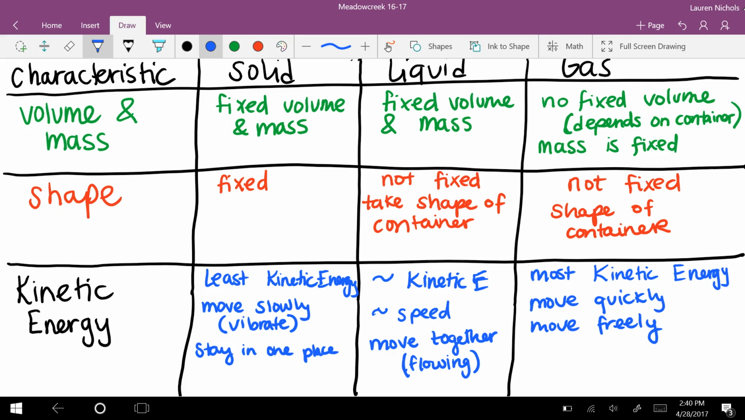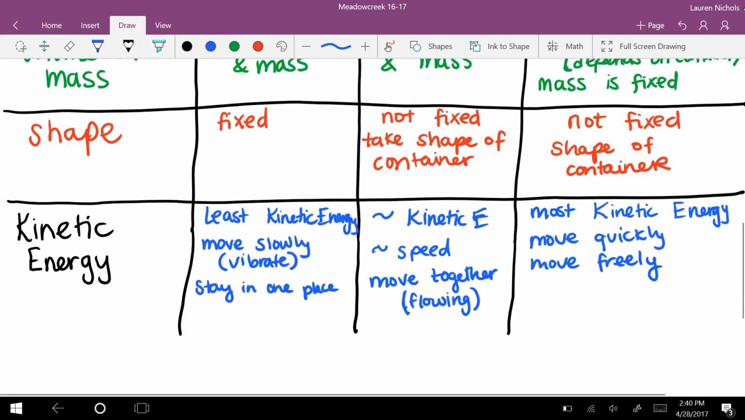Whereas a gas is like recess. You're running all over the place. You don't have to stay near the same people and you can go all over. You're moving quickly and you're moving freely. That's kind of how I remember what they all look like.